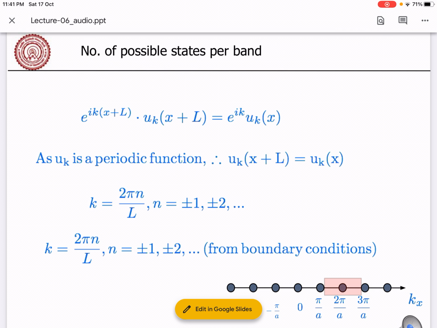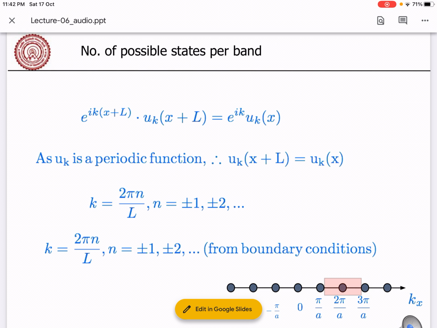So, u_k is the periodic function. So, u_k(x + L) equals u_k(x). Okay. Now, considering these, you have allowed values of k equal to 2πn/L, where n equals plus or minus 1, plus or minus 2, etc. Right, and this you get from the boundary conditions.